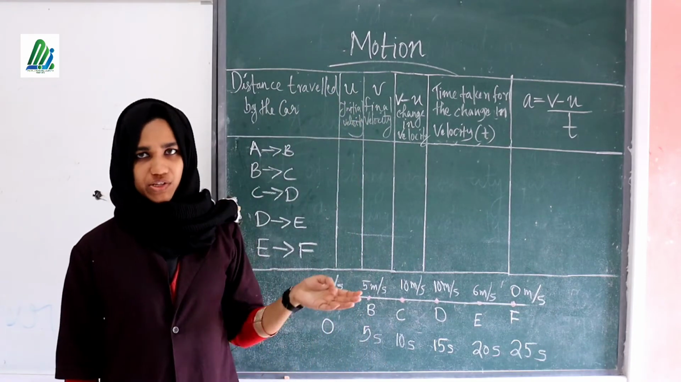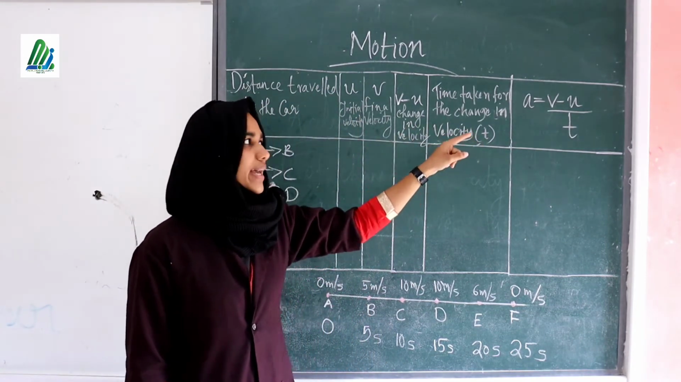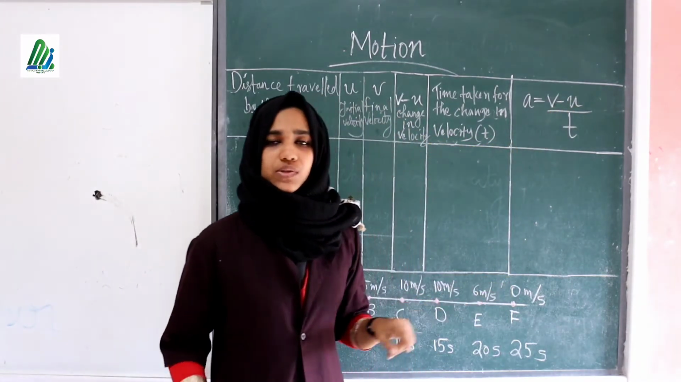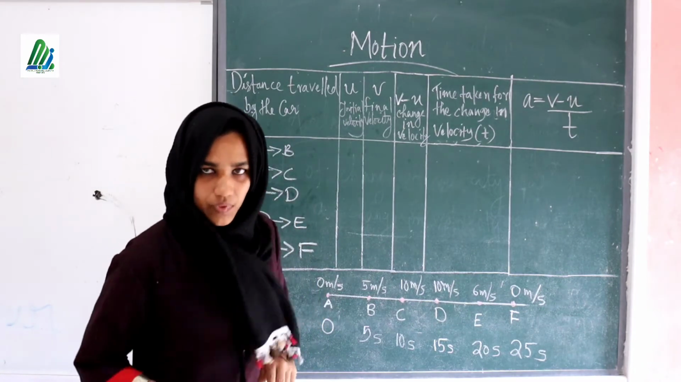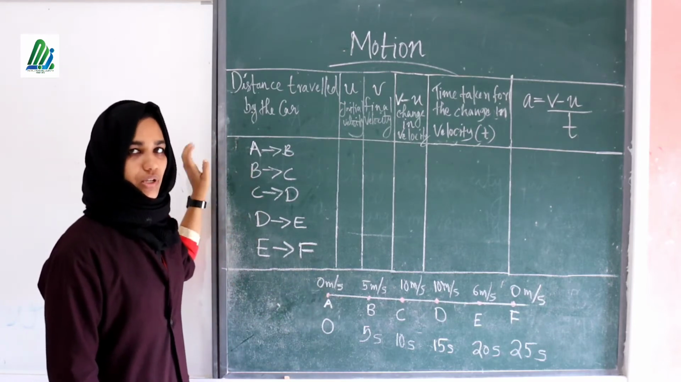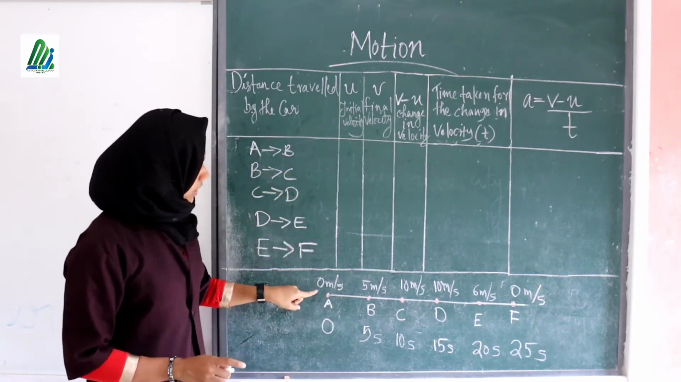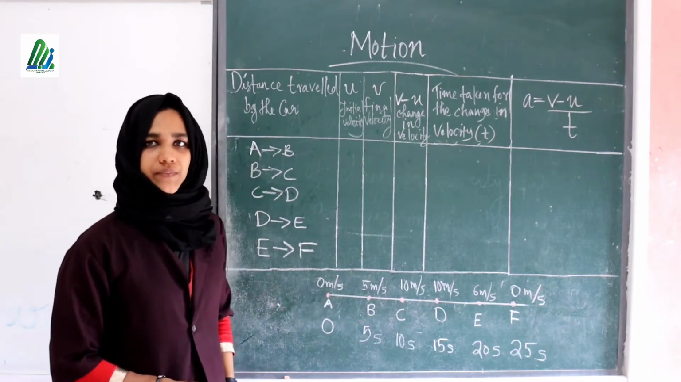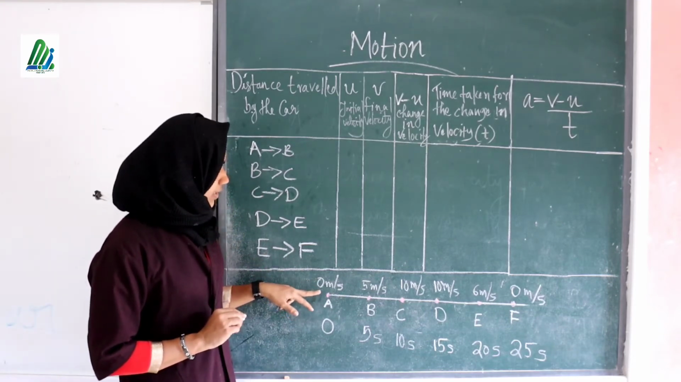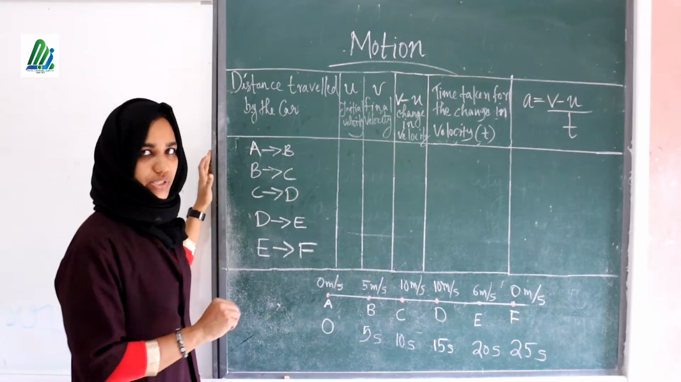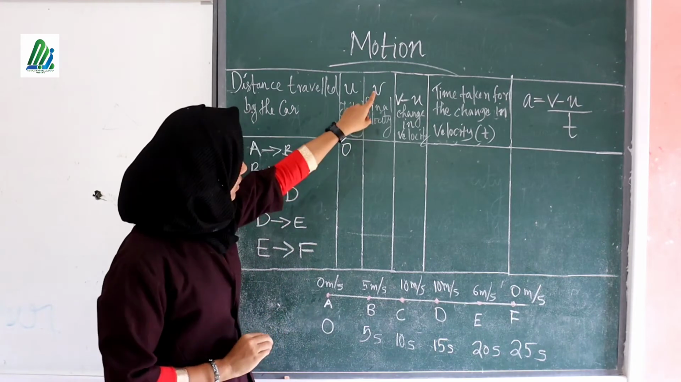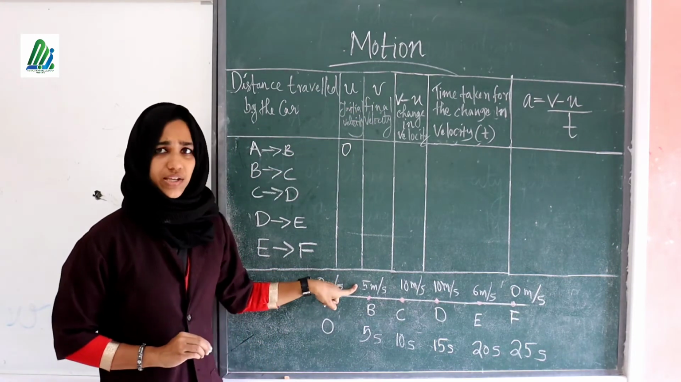Next, a is equal to v minus u by t. a is the acceleration: acceleration is equal to final velocity minus initial velocity by t. With the help of this figure, we complete this table. From A to B, what is the initial velocity? Initial velocity is the starting velocity, as I told you in earlier classes. So here 0 is the initial velocity. Then the final velocity here is 5.